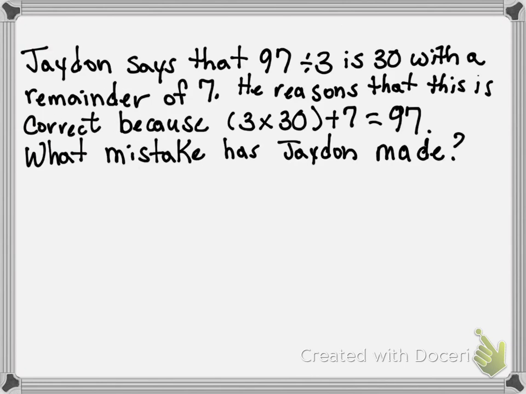And our last problem. Jaden says that 97 divided by 3 is 30 with a remainder of 7. He reasons that this is correct because 3 times 30 plus 7 is 97. What mistake has Jaden made? Please make sure that you're using place value chart or the standard algorithm way to figure out what happened.